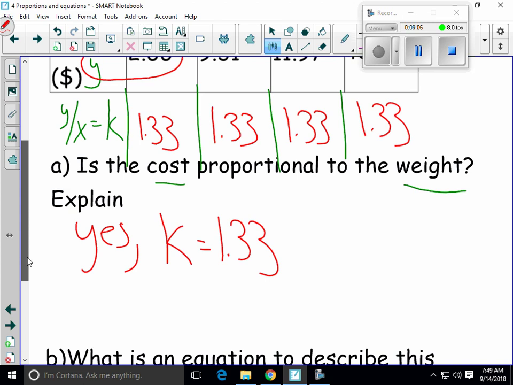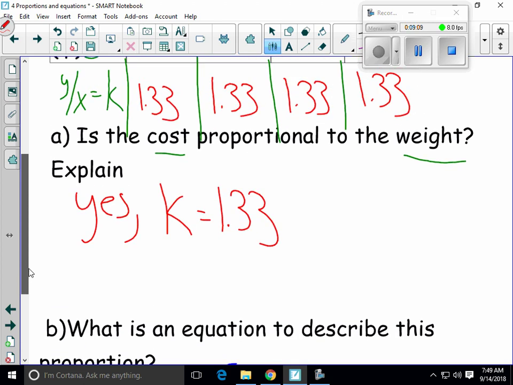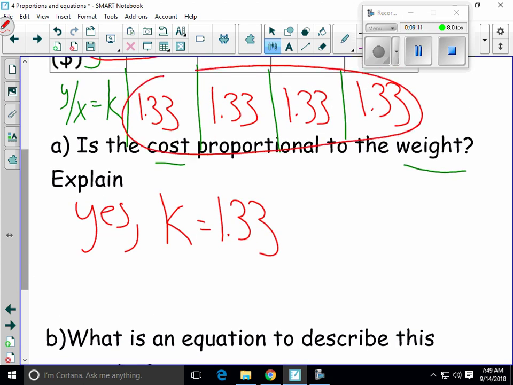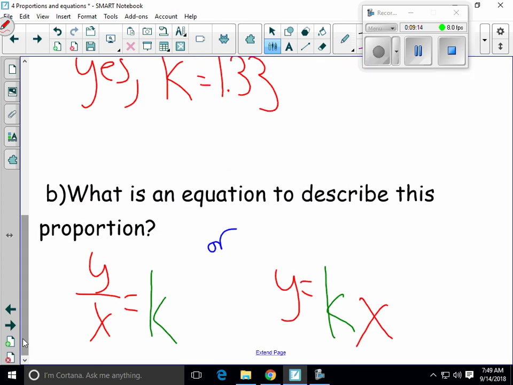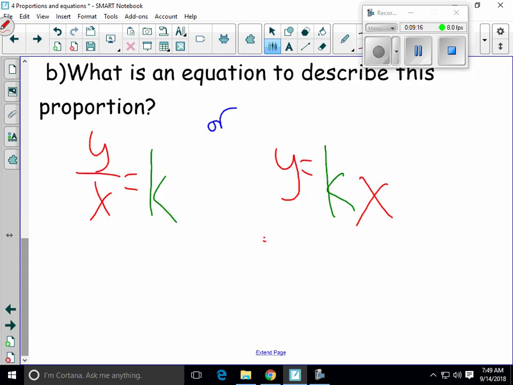And then two ways to describe this with an equation. We're going to use this number that we found. We did all that division, now we have to use that number. If I use the left equation, instead of a k, now I'm going to put 1.33. That's one way. If I use the equation on the right, instead of a k, I'm going to put 1.33. So you can't just give me the original formula. You have to make it specific to the problem. So you have to use that 1.33 to get your final answers.